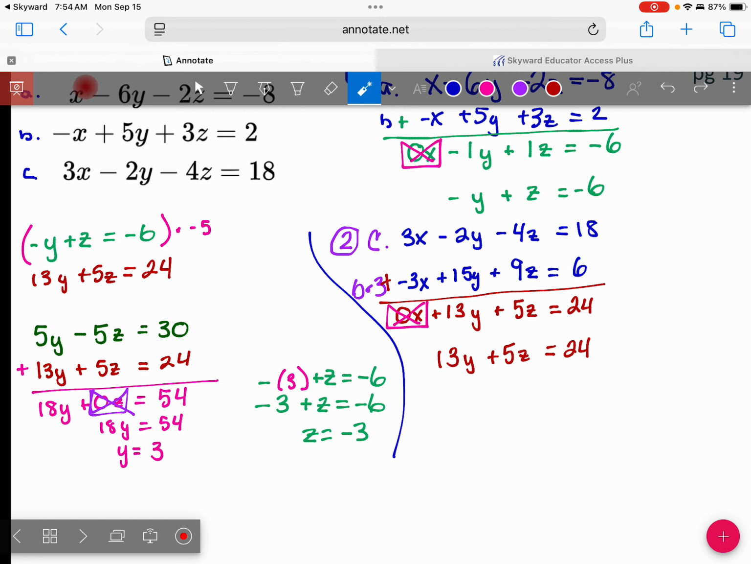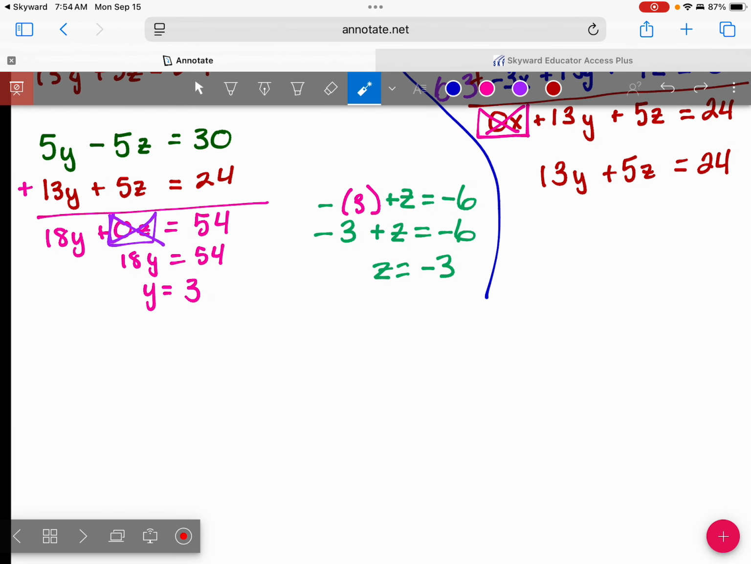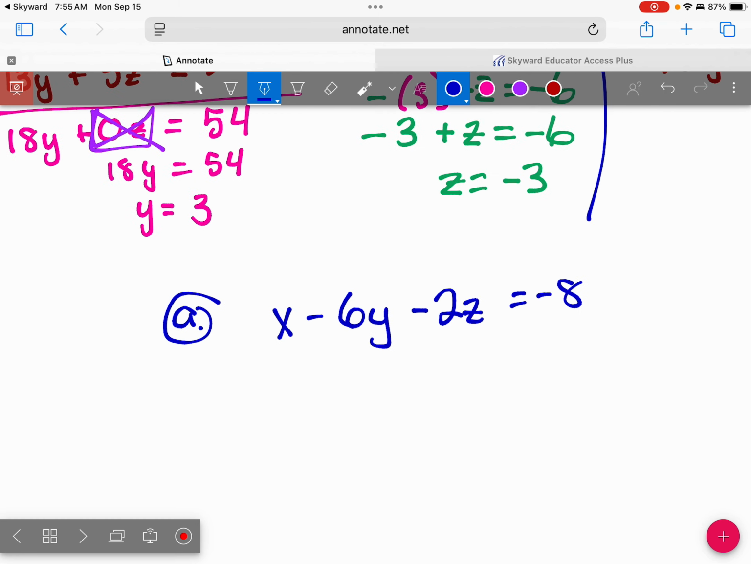I'm going to use A because it has x with no coefficient. You can genuinely use any of them. It does not matter. I'm just going to use this one because it's got the simplest x. So I'm going to take that first equation, my equation A, where I have x minus 6y minus 2z equals negative 8. And I'm going to substitute in that y and z that we know.